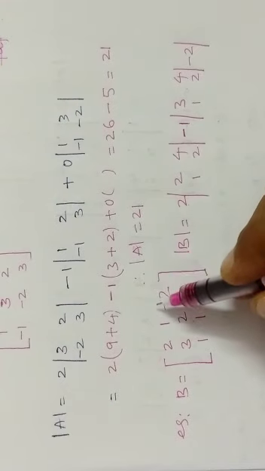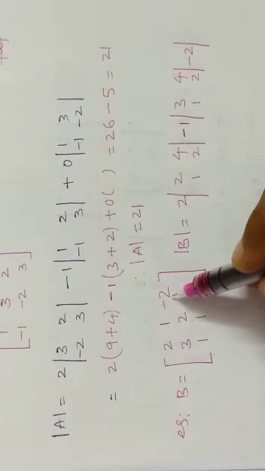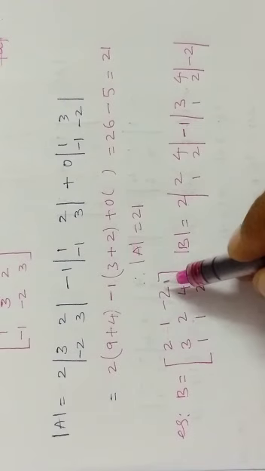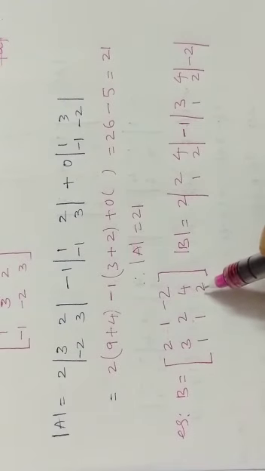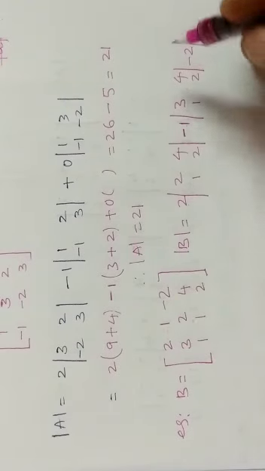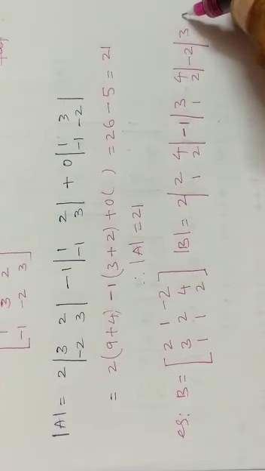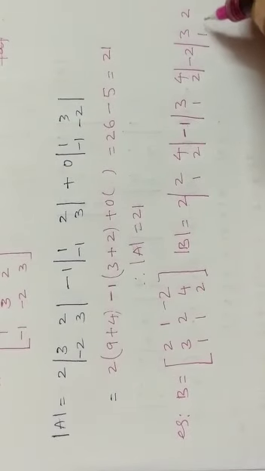Now remove this element located in the row and column. This row and this column. You are left with 4 elements. What are those? 3 2 1 1.